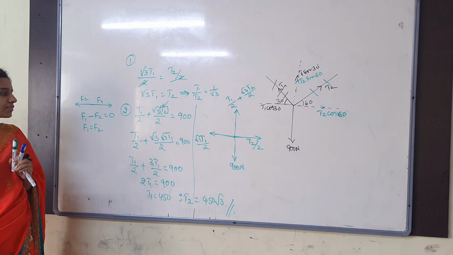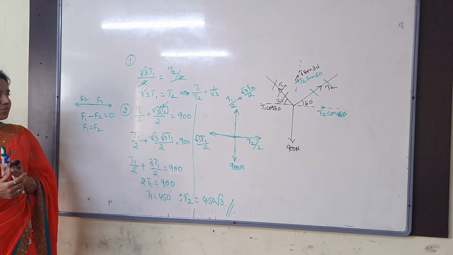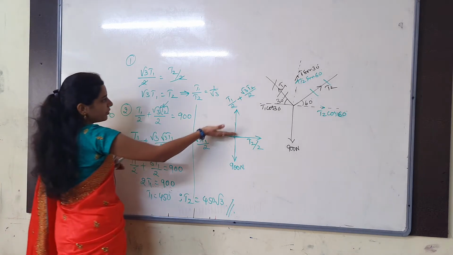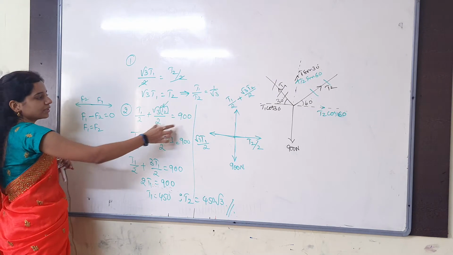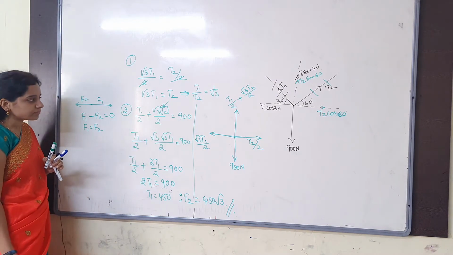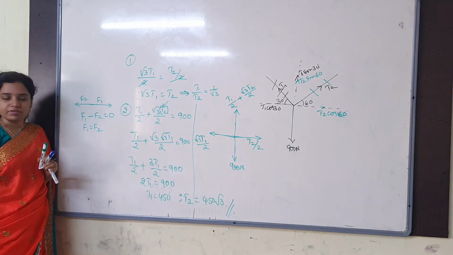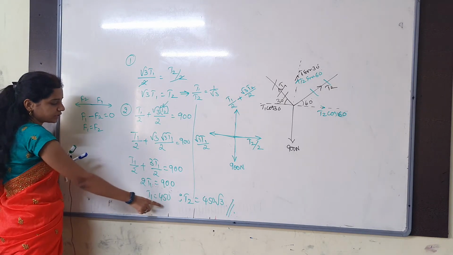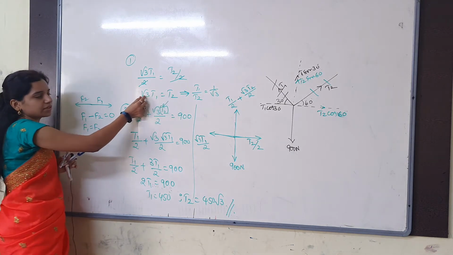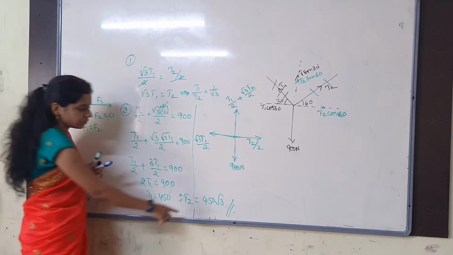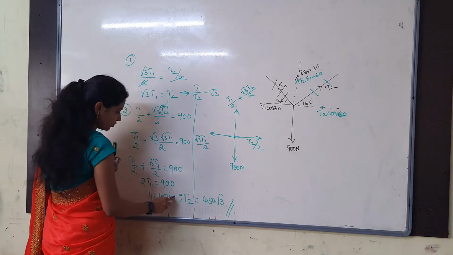Further, they have asked about the tension in rope 1 and the tension in rope 2. At that time what you have to do? Take again upward forces equal to downward forces. Upward force we are having this one and then downward force is 900 newtons. In that, in the place of T2 I have substituted root 3 T1, so that I got the T1 value as 450. Now this T1 value I have substituted here, so that I can get T2 directly. T2 is equal to 450 root 3 newtons. These are the tensions in the ropes.